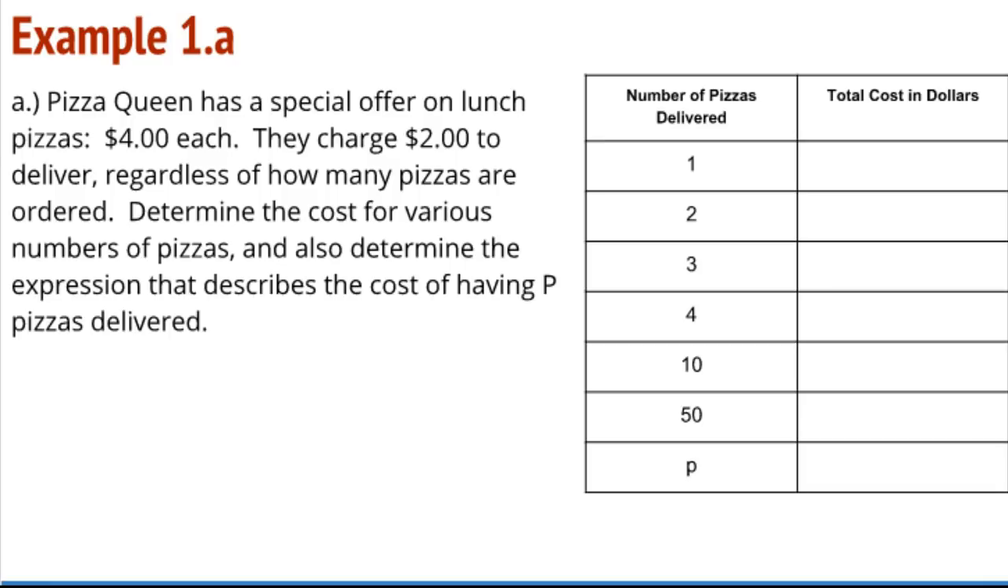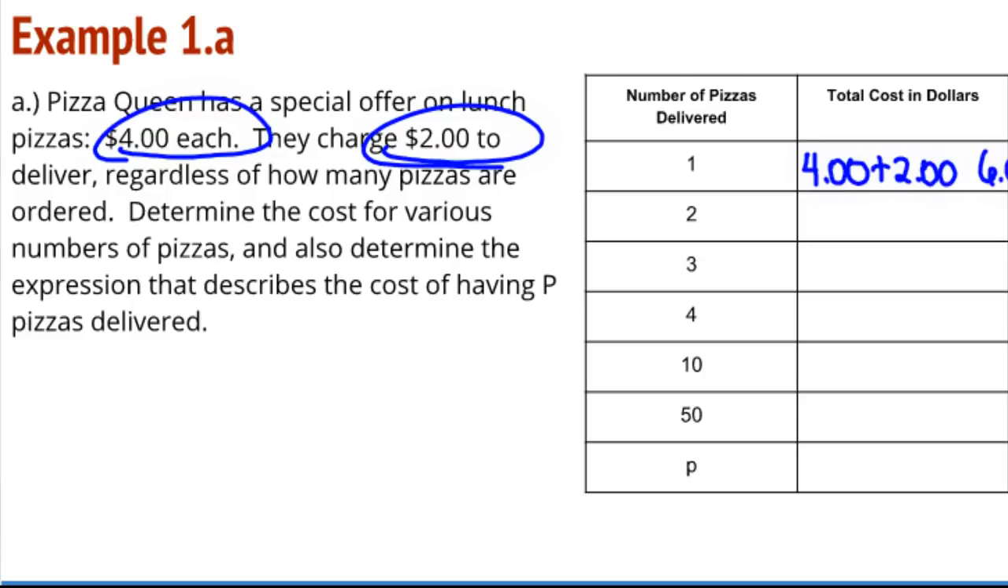Pizza Queen has a special offer on lunch pizzas. It's $4 each, and they charge $2 to deliver no matter how many pizzas are ordered. And we need to figure out how much it's going to cost for various numbers of pizzas. Well, if I'm ordering one pizza, that's going to cost $4, and I'm going to have to pay the $2 delivery fee. So that's going to cost me $6. But I am going to do myself a favor here and say that I'm going to have the $4 for the pizza and add the $2 to give me a total of $6. I like to see what's happening as I work these problems.